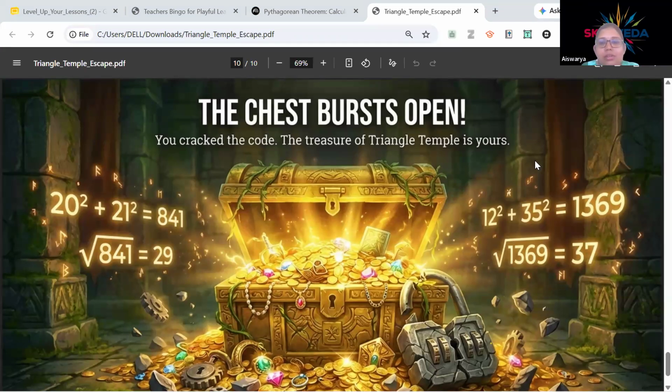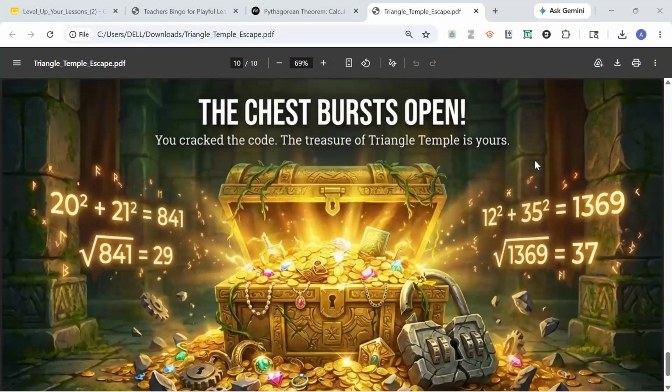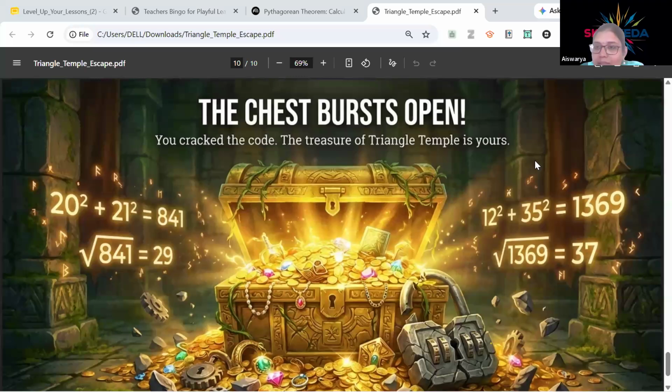So imagine if you are going to create this in your classroom for the same subject, math, the same topic, interior angles and Pythagorean theorem. How will the engagement be? Instead of giving a worksheet, I'll show you this worksheet as well.